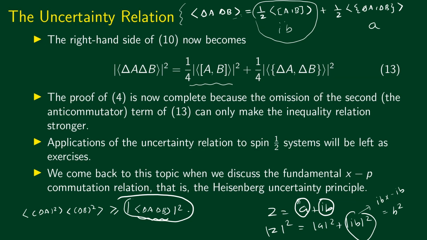And if I take the modulus square of this, I get 1 by 4 the modulus square of the expectation value of the anticommutator of delta A and delta B. Now this is purely real. The second term is actually purely real. So if I take the modulus square, it's still real. It is real and positive.